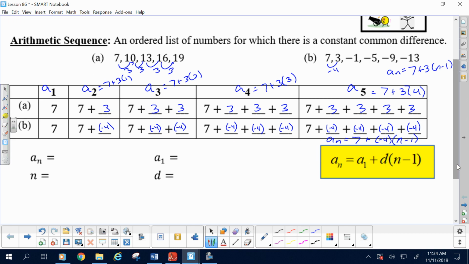Generally speaking then, in an arithmetic sequence, any term, or the nth term in the list, can be found by taking A1, which obviously represents the first term, and adding D, which is what you increase by, or the common difference it's called. That's why they call it D, for the common difference between the two. And N is the number of the term.